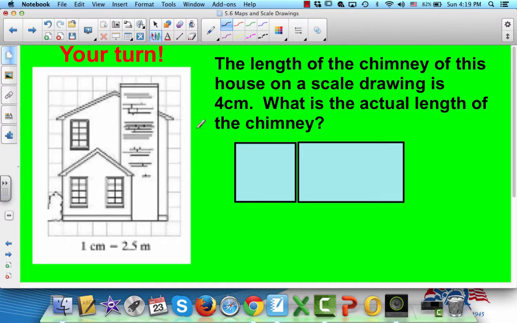Alright, your turn. The length of the chimney on this house, somebody measured it on the scale drawing and it came out to 4 centimeters. What is the actual length of the chimney? You pause the video, take your turn at it, and see what you get.